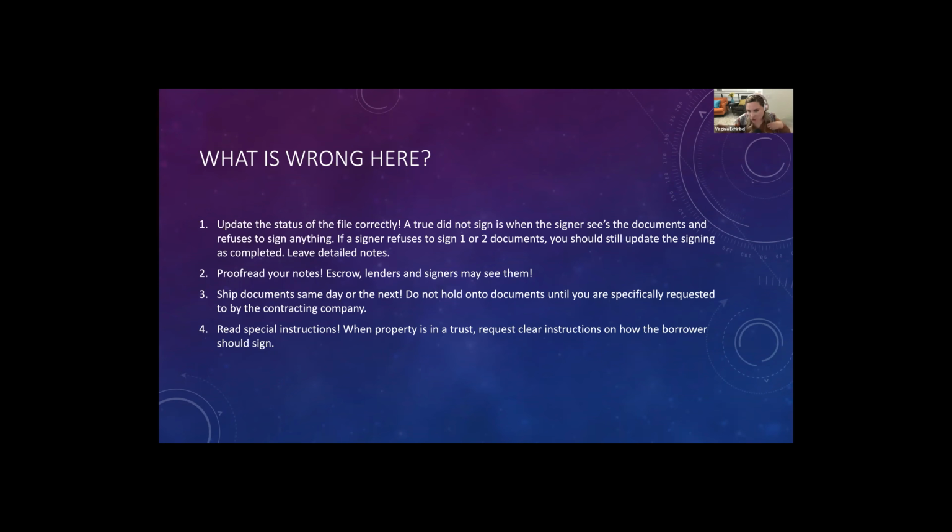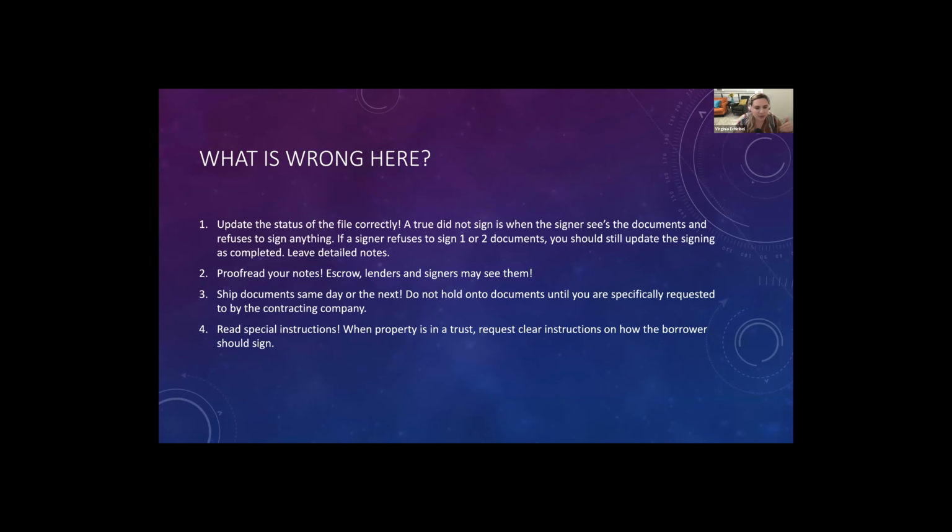Number 4, about that trustee. Especially when the property is in a trust, do not assume you know the answer. Request clear instructions on how the borrower should sign. In this situation, the special instructions on the order provided that information right there. You didn't have to go far. This is right on the order.